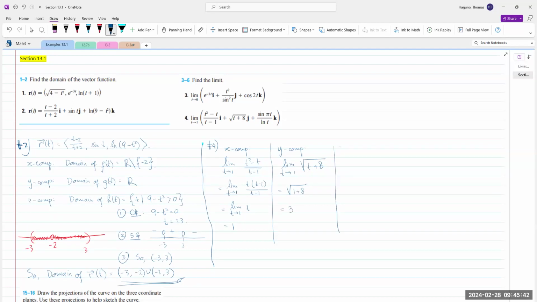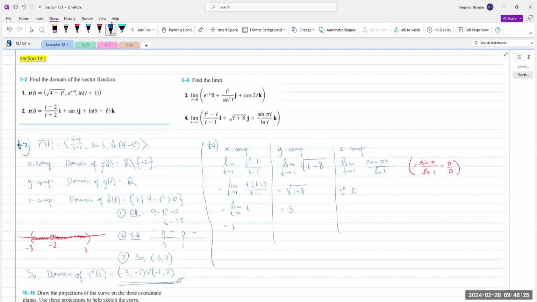And then for the z component, limit t goes to 1 of sine pi t over natural log of t. The thing is, when I plug in t equals 1, we will get sine pi over natural log of 1, which is the 0 over 0 case, right? Okay, so what will we do? I think we will do L'Hopital's rule, right?